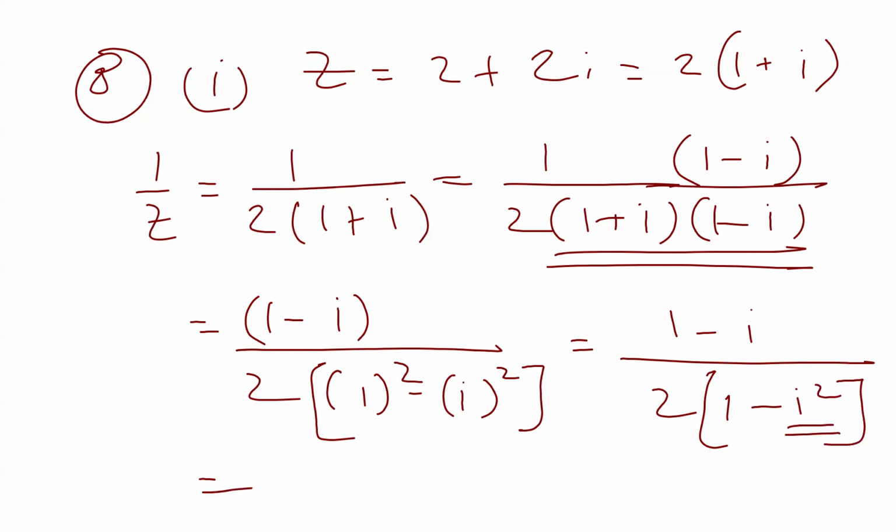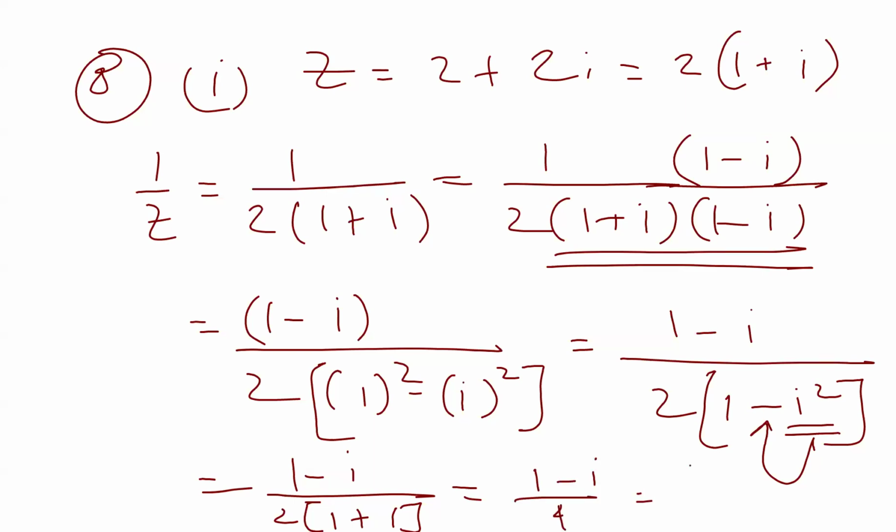So within the bracket, you are going to write 1 plus 1. i square is minus 1, minus 1 into minus is plus. So (1 minus i) upon 4. So 1 by 4 minus i by 4. So 1 upon z is 1 by 4 minus i by 4. The real part is 1 by 4. The imaginary part is minus 1 by 4.